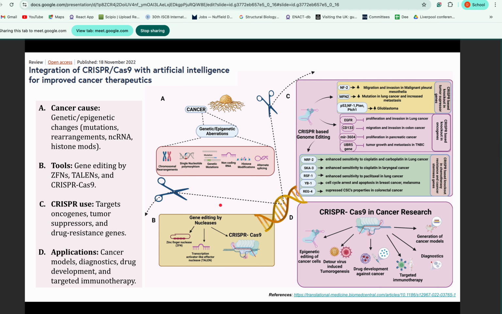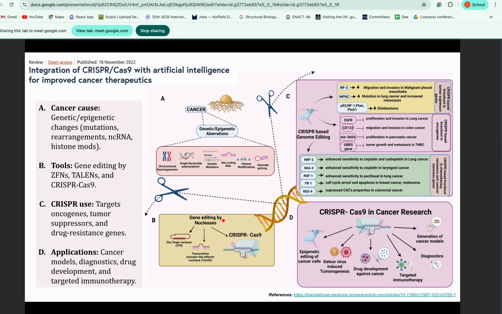Okay, now to quickly go through them, for example, how cancer happens. There are different reasons for cancer. A few of the reasons come under genetic and epigenetic aberrations. If there are improper rearrangements, single nucleotide polymorphisms, mutations, non-coding RNAs, histone modifications, or alternative splicing, all these can be responsible for cancer generation or cancer onset. So how can we cure it?